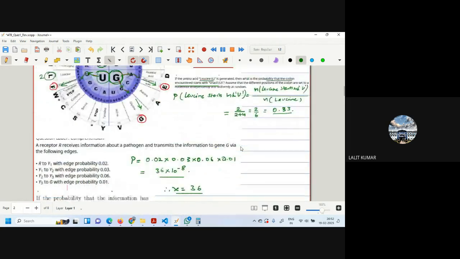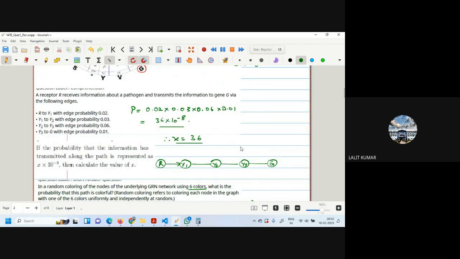Okay, then we go to the next question. Next question is: a receptor R receives information about a pathogen and transmits the information to gene G via the following edges. R to Y1, Y1 to Y2, Y2 to Y3, Y3 to G. R to Y1 is given probability 0.02, Y1 to Y2 0.03, Y2 to Y3 0.06, Y3 to G is 0.01. So what is the total probability that the information has passed through this? We just multiply the probabilities and we'll get the answer. So it's simple mathematics.